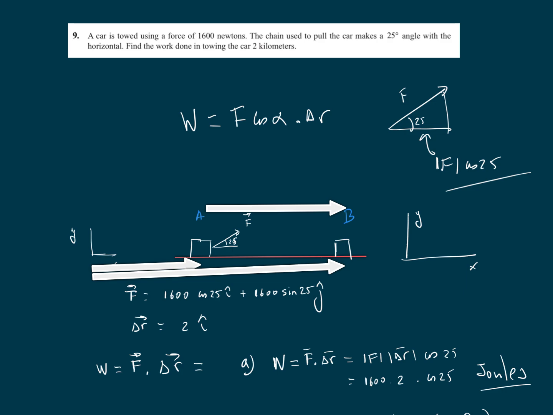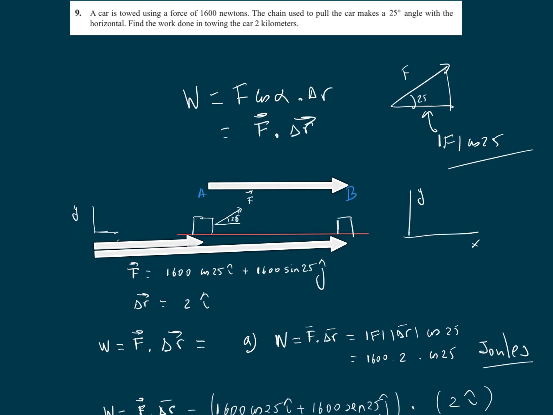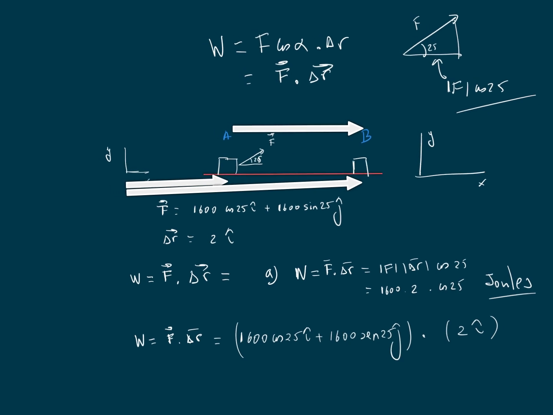Or in other words, work is the dot product of F scalar delta R. So there are two ways of doing this problem. The first way is to do it in vector form. In vector form, we will write that this force is made of two forces. One is going in the x direction, F cosine of 25 in the i direction, and F sine of 25 in the j direction.